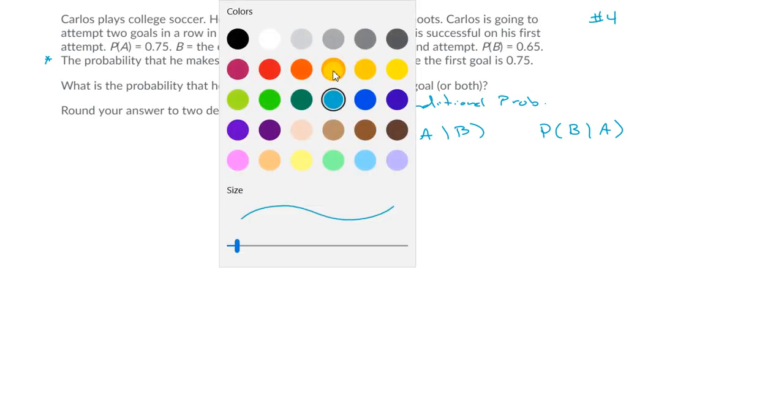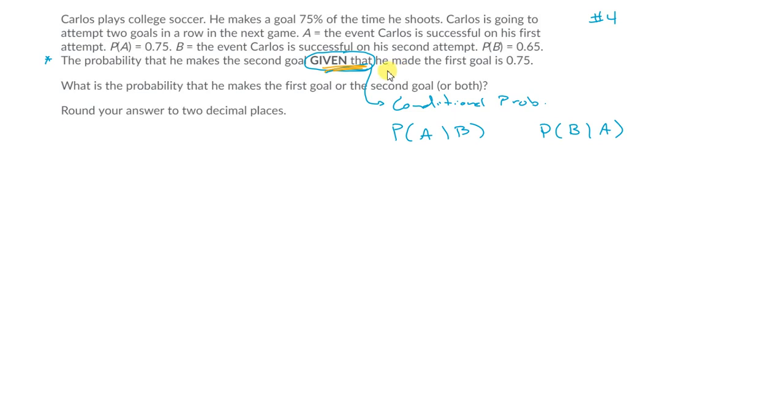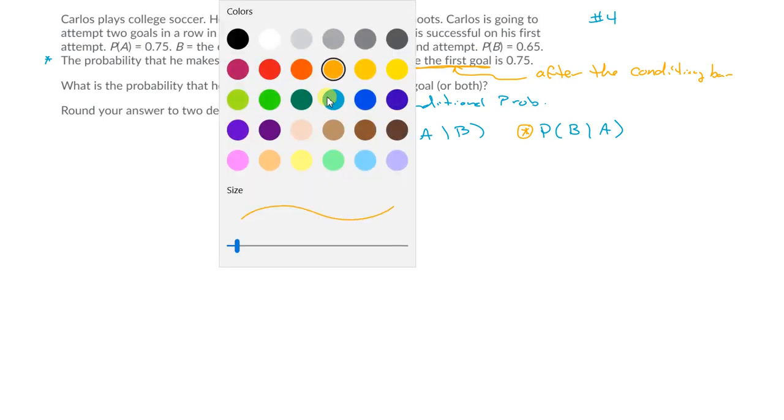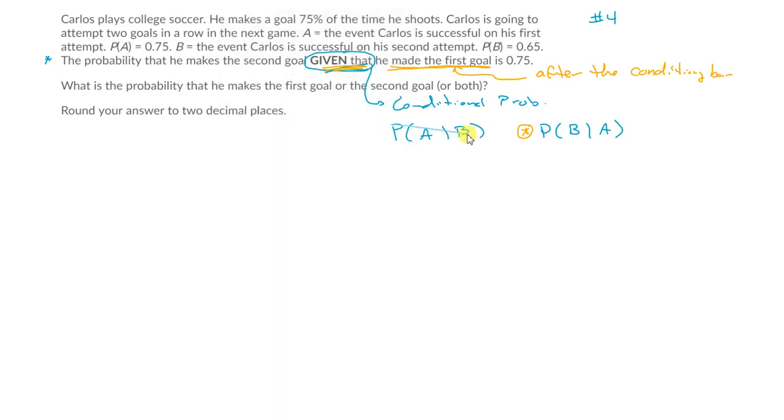So remember what we said before. Whatever is after the words "given that" goes after the conditional bar. What's the conditioning bar? It's that little vertical bar. Making the first goal is after the conditioning bar, so first goal is A. They're giving us information about B given A, because they're saying given that he made the first goal. The first one is interesting, but we're not going to use it in this problem necessarily.